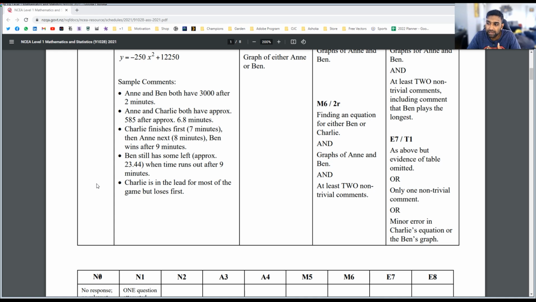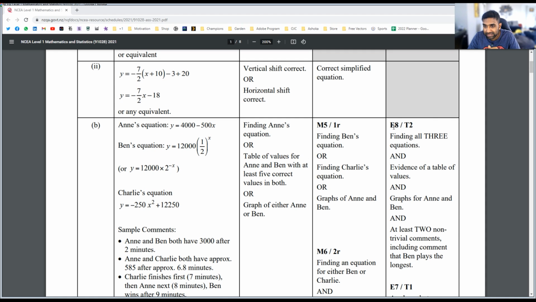But my recommendation is you try and write about 3 to 4 comments. I would say 4 comments is probably quite useful, because if you look at the answer schedule itself, they are actually saying that for an excellence, to get the full 2 excellence grades, you need at least 2 non-trivial comments, right? And that Ben plays the longest.